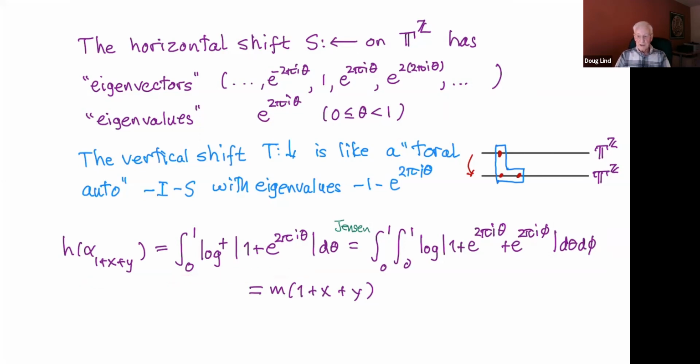Now, each one of those log pluses you can apply Jensen to. And when you do that, you'll have another integral with another variable, and you just throw that in, and Jensen tells you that this integral is equal to this integral. And that integral is just the Mahler measure of 1 plus x plus y. So that's a quick explanation for why the entropy should be the Mahler measure in this case.